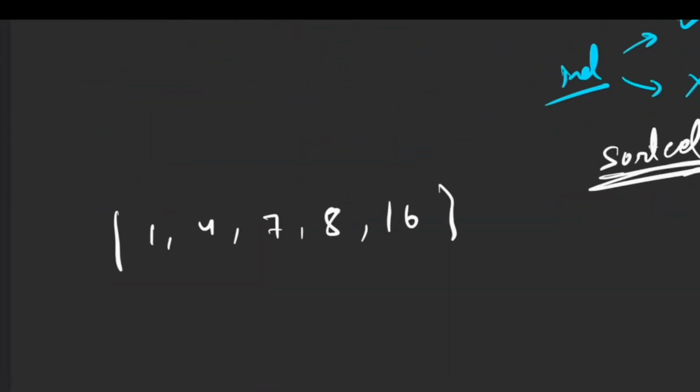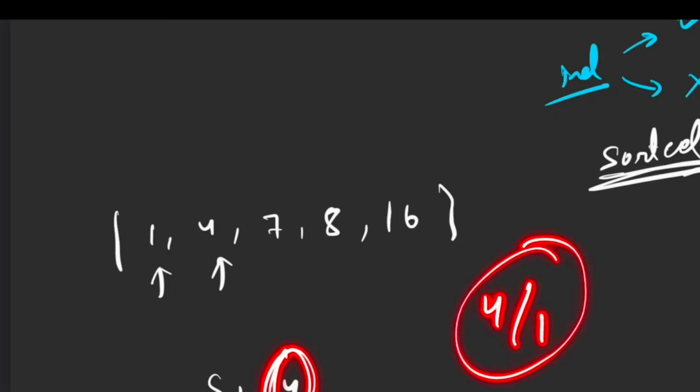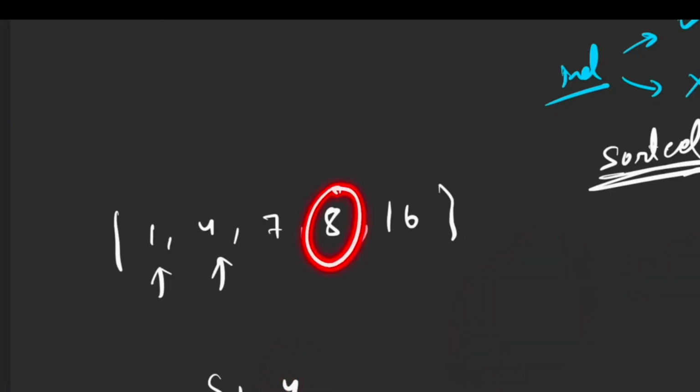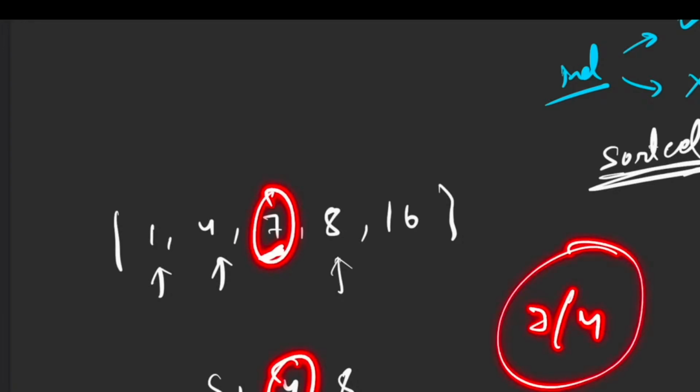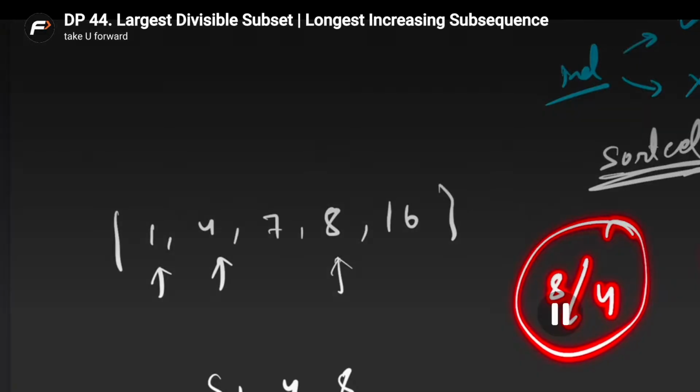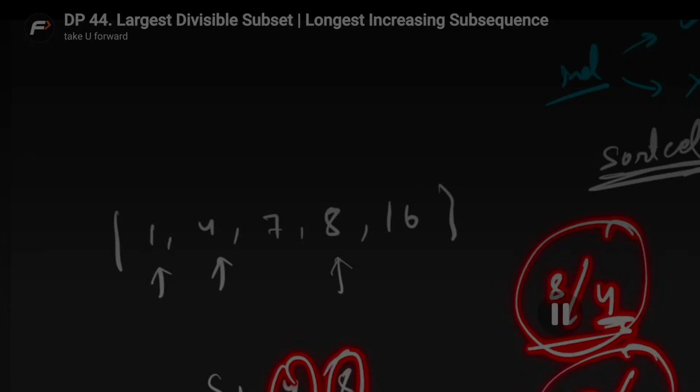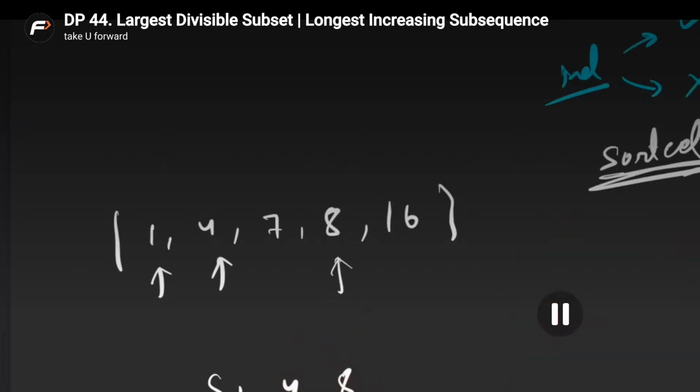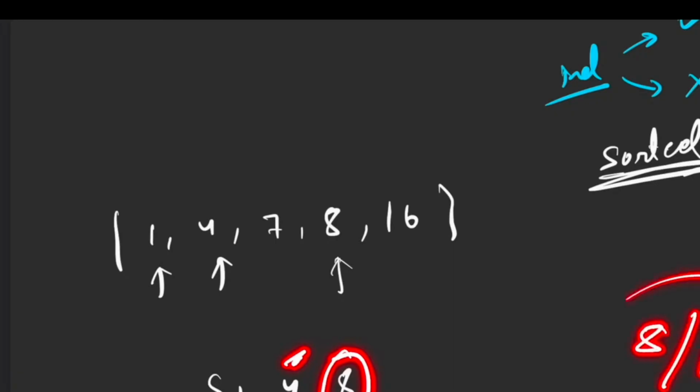Since I have sorted it, if I'm picking 1 as my first guy, and the next guy I pick up 4, and then I say that, hey, listen, 4 is divisible by 1, right? So for the next guy, I cannot pick up 7, because 7 cannot be divided by 4. This is not possible. But can I pick up 8? Why? Because 8 is divisible by 4. If 8 is divisible by 4, which eventually means that 8 is also divisible by 1, because 4 is divisible by 1. So 8 has to be divisible by 1. Understand the intuition. If 4 is divisible by 1 and 8 is divisible by 4, the rule follows that 8 will be divisible by 1, right?